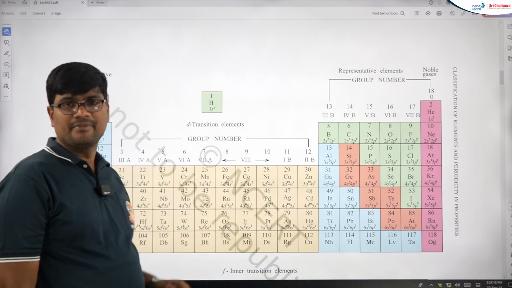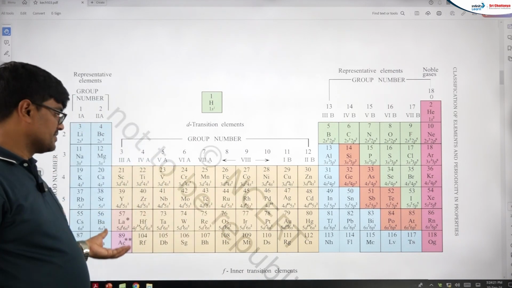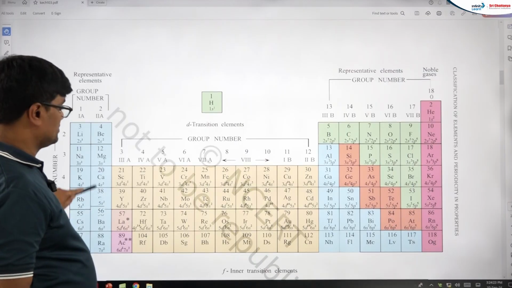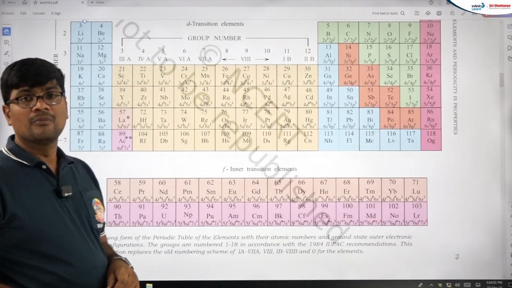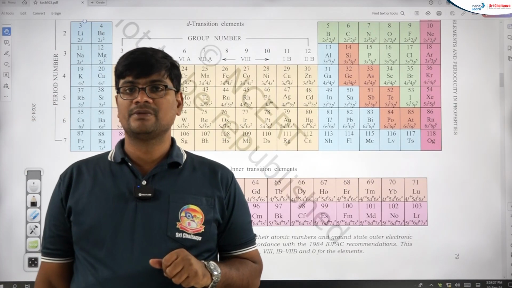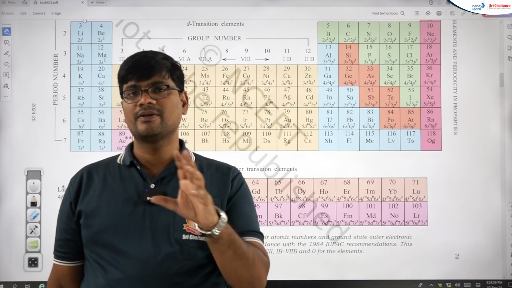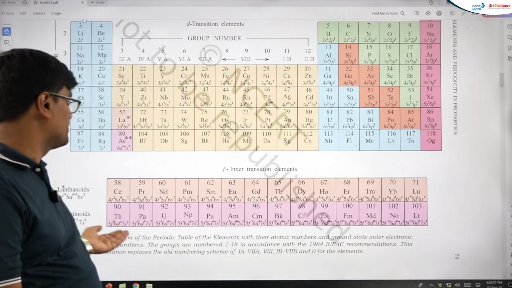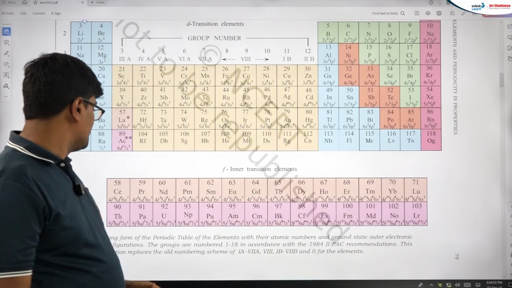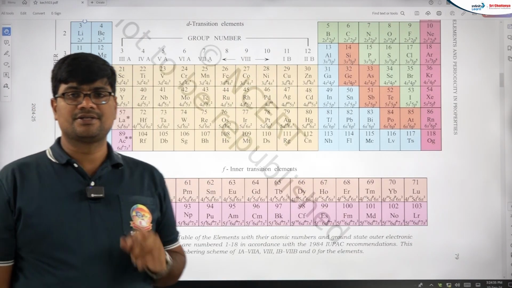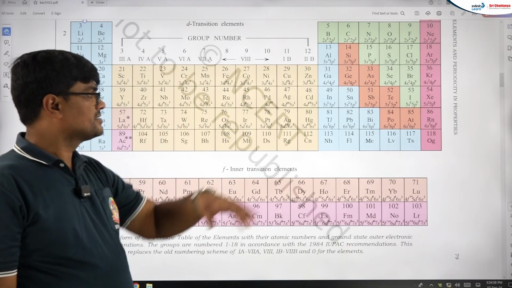Now where are the f block elements? Since there is a lack of space, the f block elements are put at the bottom of the periodic table. It is a space constraint, that's all. They are from cerium to lutetium and thorium to lawrencium. So these are the elements that we got.